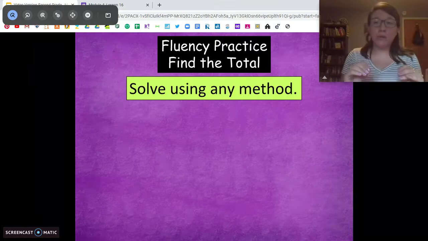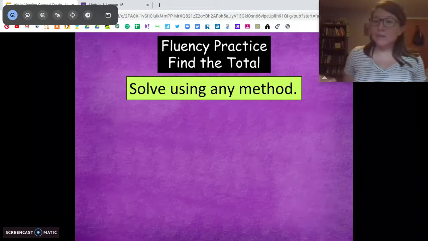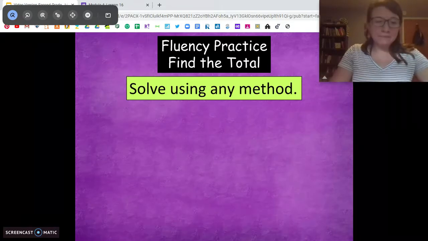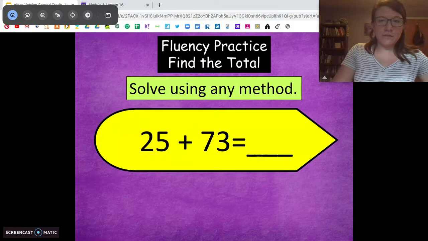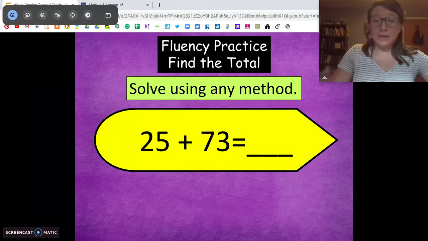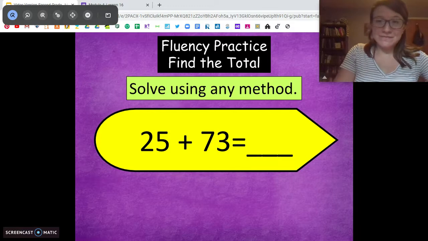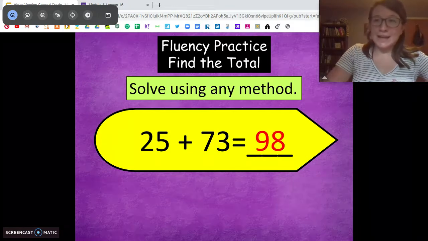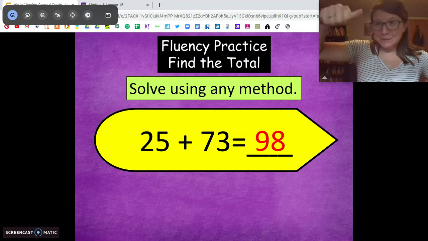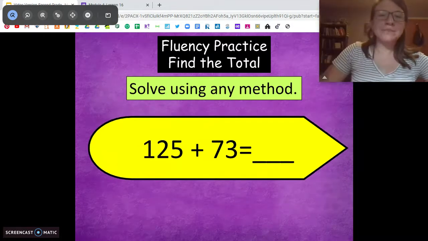Again, I'm going to show you a problem. You're going to pause and solve whatever way makes the most sense to you. Then I'm going to give you the answer, and then we're going to move on. All right, here's your first problem. Go ahead and pause the video and solve it. Take as much time as you need. Come back when you're ready, and I'll give you the answer. Ready? You should have gotten 98. Thumbs up, thumbs in the middle, thumbs down. Awesome, let's do another one.